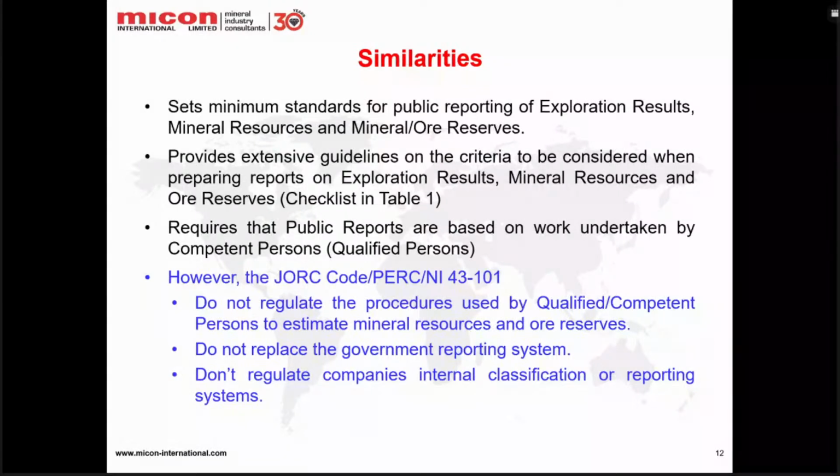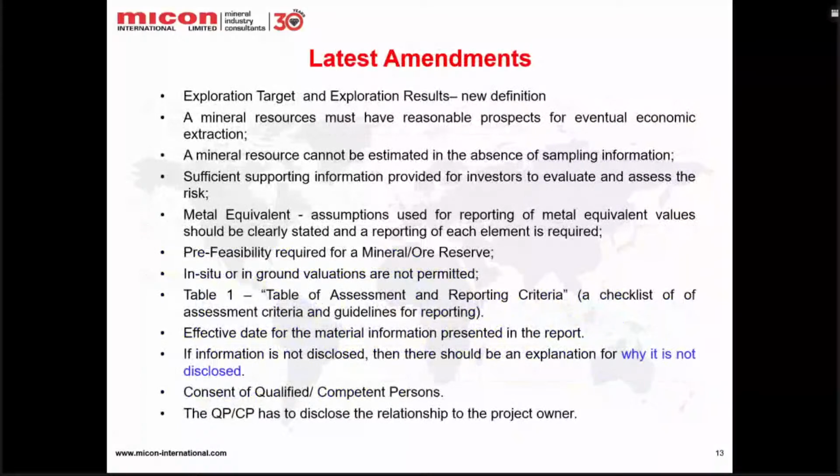JORC, PERC, NI 43-101 regulate only the reports that will be published and that will be used for fundraising or for informing the public or for informing your investors. So there are a lot of different amendments.